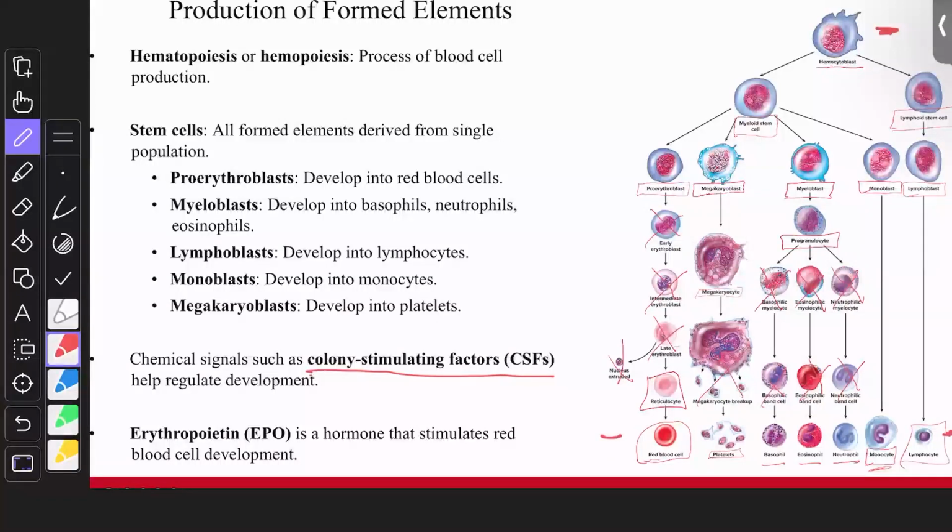Now, in order to make red blood cells, we need a hormone.